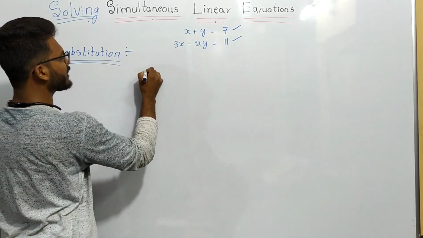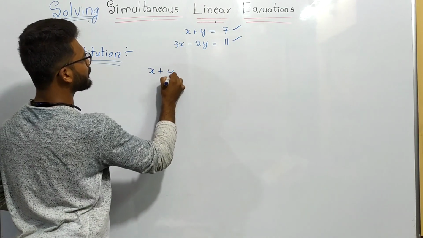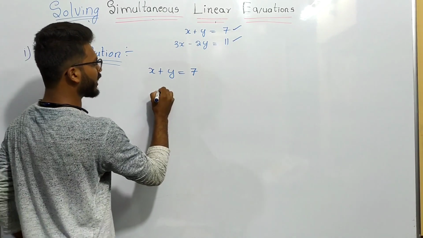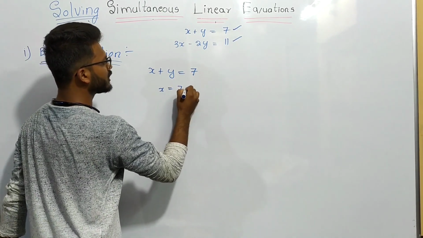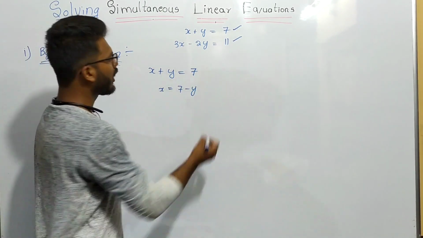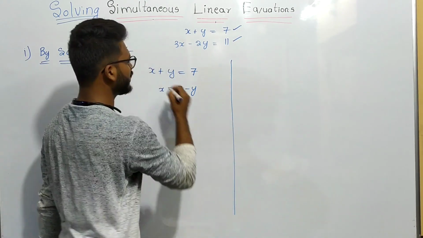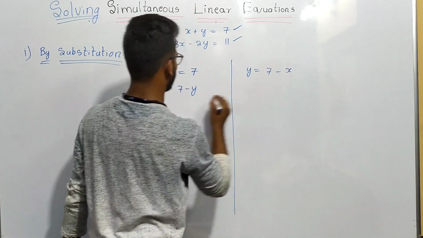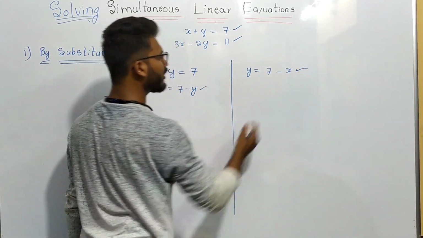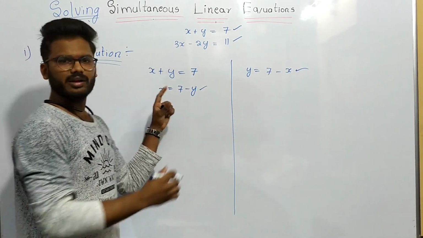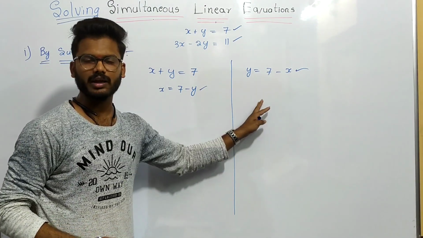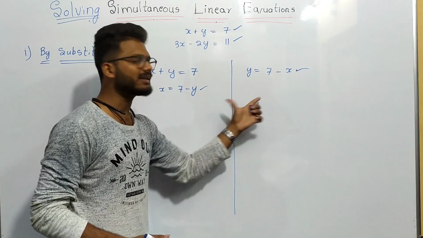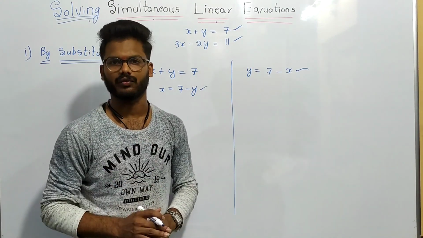Suppose I take the first equation, x plus y is equal to 7. From this, you can find the x value: x is equal to 7 minus y. Or you can write y is equal to 7 minus x. There is no need to do both ways. Any one you can follow, and you will get the same answer.